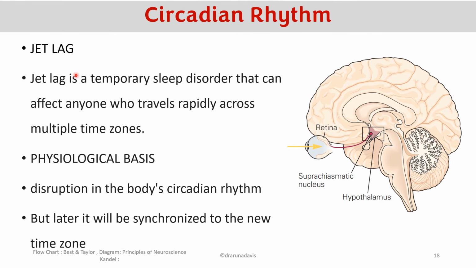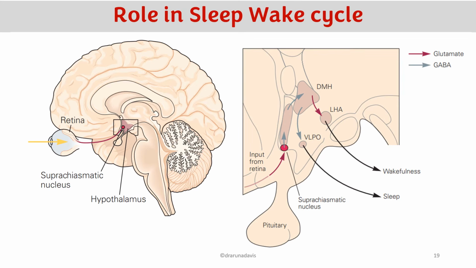They'll have a huge irregularity in their physiological processes. That is because of the disruption in the body's circadian rhythm. And after some time, it will be synchronized to the new time zone, right? So that is about jet lag. Next, we'll see the role in the sleep-wake cycle.